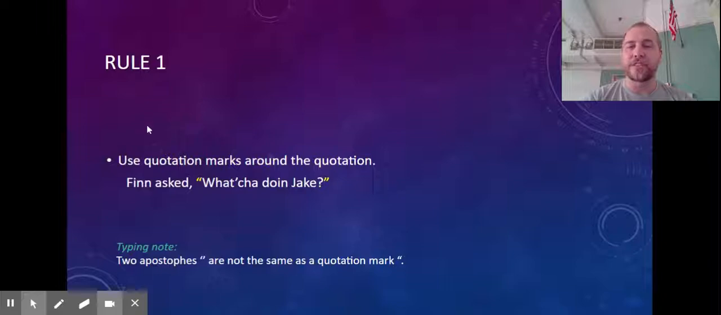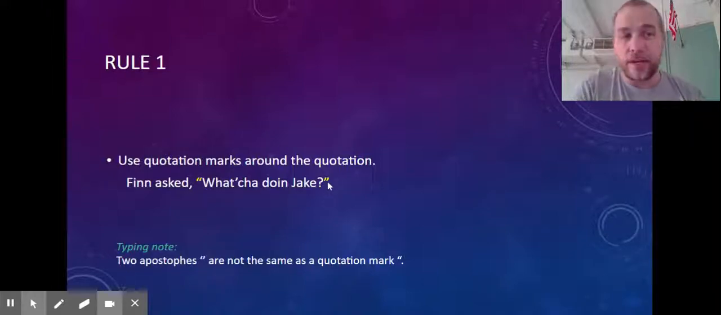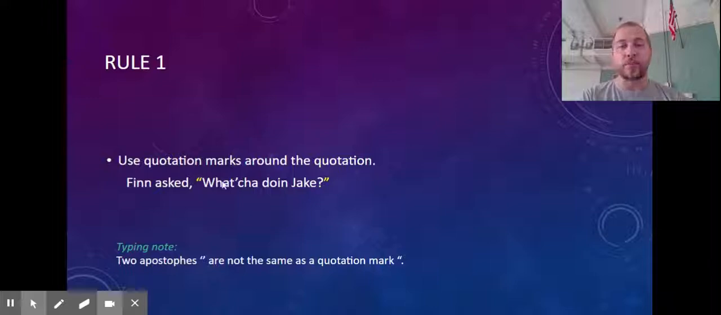And so here you can see in my example, Finn asked, "What you doing, Jake?" There are quotation marks around "what you doing, Jake." And so what these quotation marks are doing is they're showing you exactly what words come out of a character's mouth. And so anything between quotation marks is something that a character is directly saying. And we use this punctuation to show that.